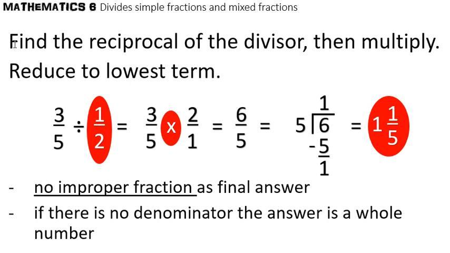In answering, you always have to find the reciprocal of the divisor, then multiply. Reduce to lowest term. Yun lang yung tatlong madaling step. Una, reciprocal ng divisor, multiply, then reduce to lowest term. Ito yun, no? First, you have to find the divisor, then find the reciprocal, naging 2, 1, then you multiply, then reduce to lowest term.